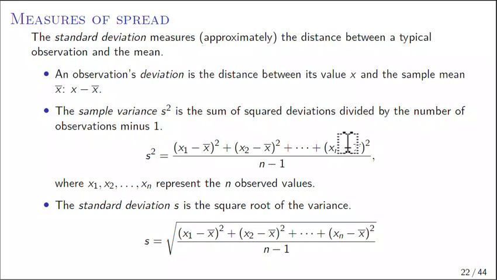Okay, after we get the variance, sample variance, we take a square root of that. That's what we get as the standard deviation. Of course, why do we need to take the square root?